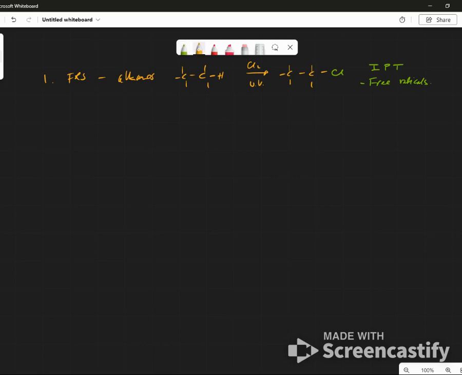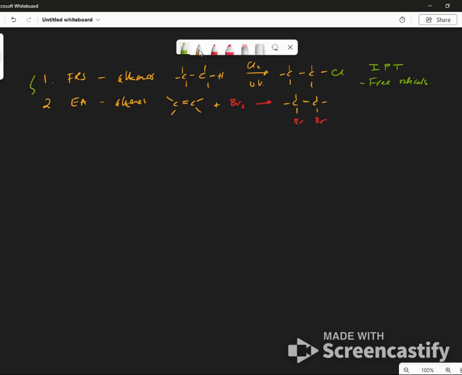That's free radical substitution. The second one we did was electrophilic addition, and that is alkenes. What that is, is adding things across a double bond, and the thing we added across the double bond was bromine. Then what do we get? We get this, don't we? Bromine across there and bromine across there. So these are the two we've done so far.